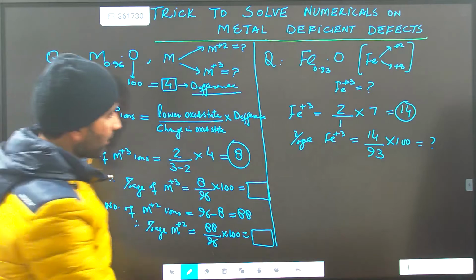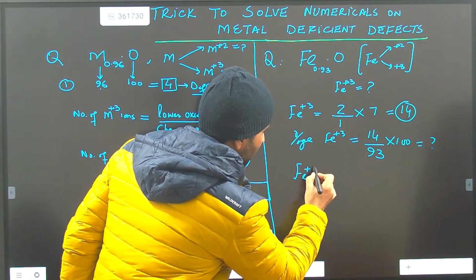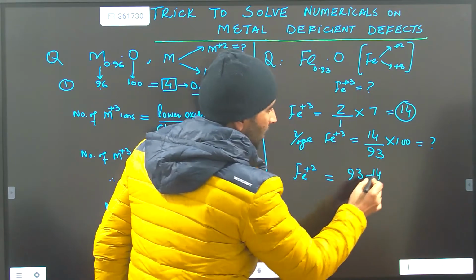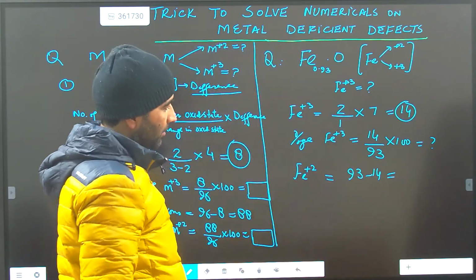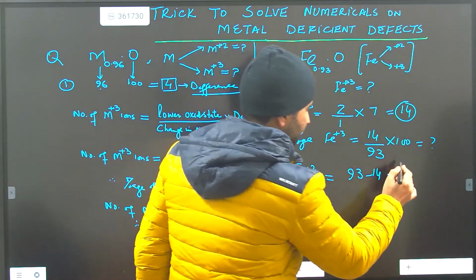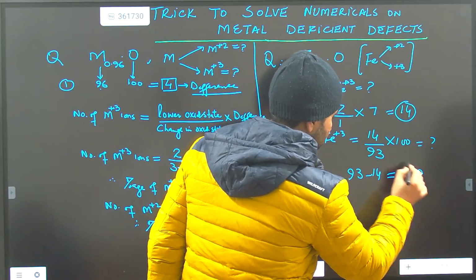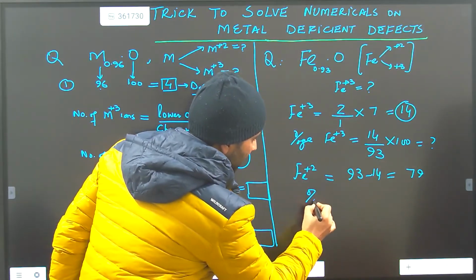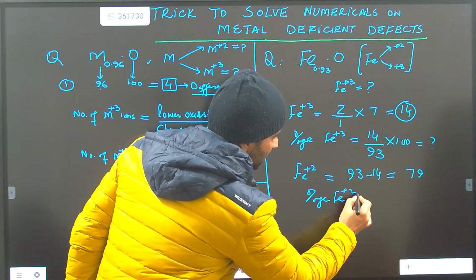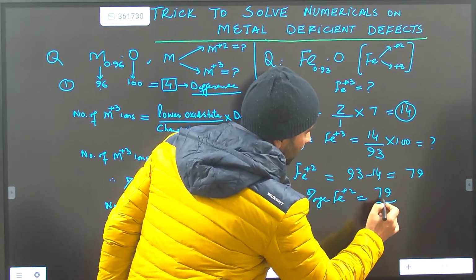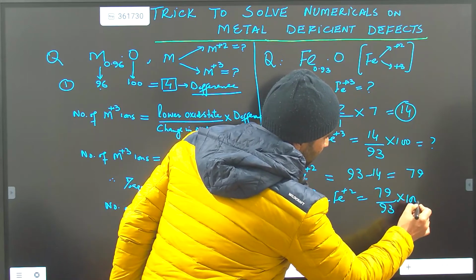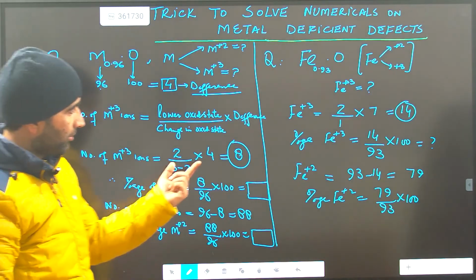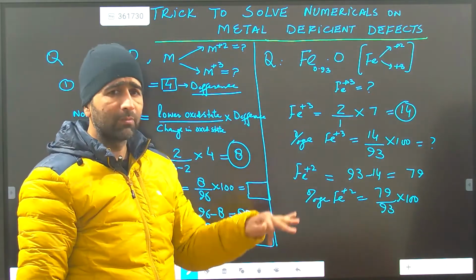Similarly, you can calculate the number of Fe plus 2 ions, अगर वो भी पूछा गया होगा. Fe plus 2 ions, that will be equal to total में 93 है, minus 14 है, that will be equal to, इसको solve करने के बाद, so this will be 79. So percentage Fe plus 2, that will be equal to 79 divided by 93 into 100. So you will be easily able to calculate the percentage of both Fe plus 2 as well as Fe plus 3. क्वेश्चन में पूछा जाता है only Fe plus 3 और Fe plus 2.